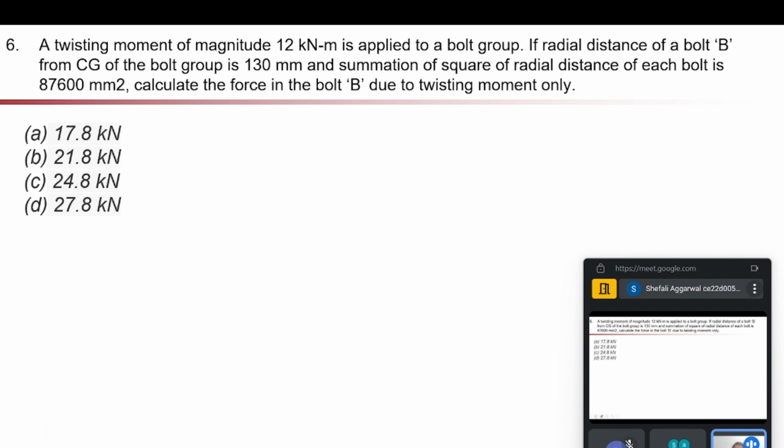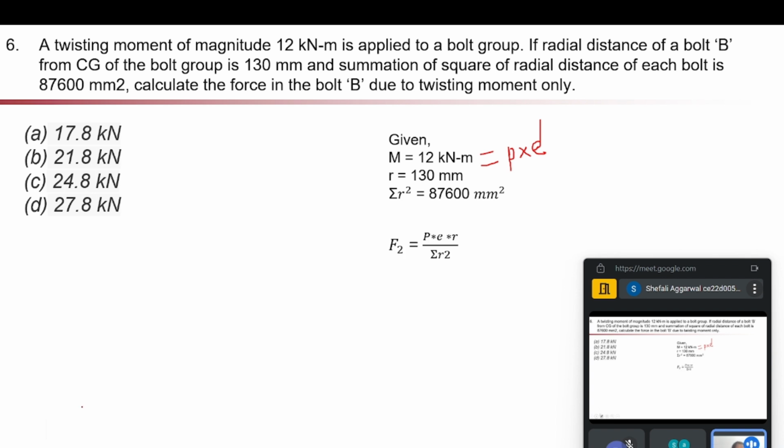You can take 2 minutes and see if you can calculate it. So these are the given values, M, R and sigma R square. So M is P into E. So this was a very simple solution. F2 is given by moment into R divided by sigma R square. So PE is given by 12 kilonewton meter. We can calculate it: 12 into 10 to the power 6 Newton mm.